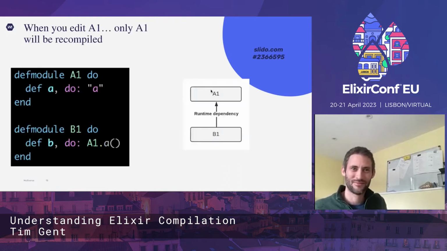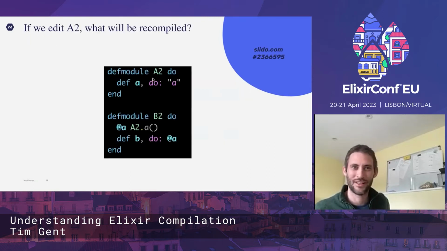Cool. When you edit A1, only A1 will be recompiled. So in this example, there are no compile time dependencies. There's only runtime dependencies. So if I change A1, only A1 needs to be recompiled. It's only when we have compile time dependencies that you end up having to recompile other modules besides the one you edited.